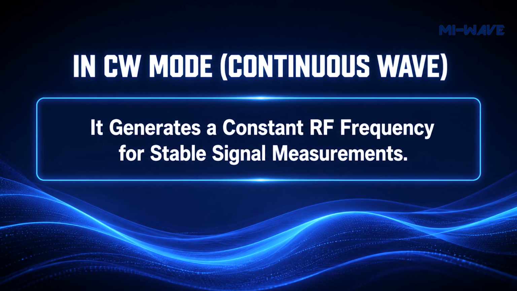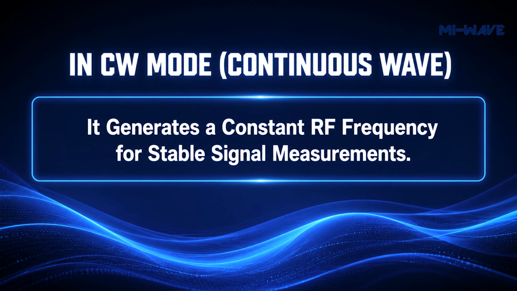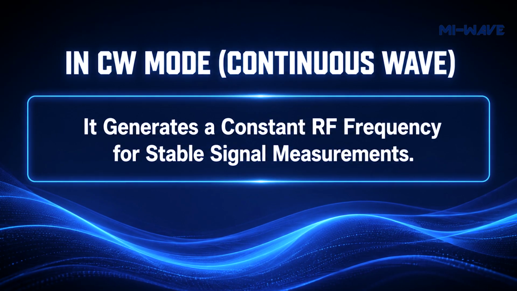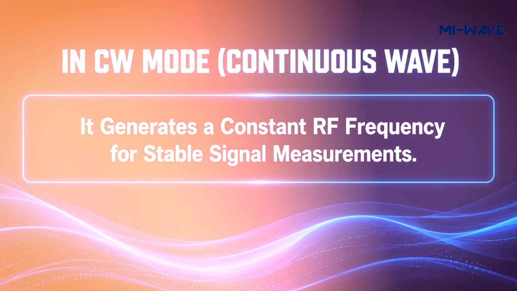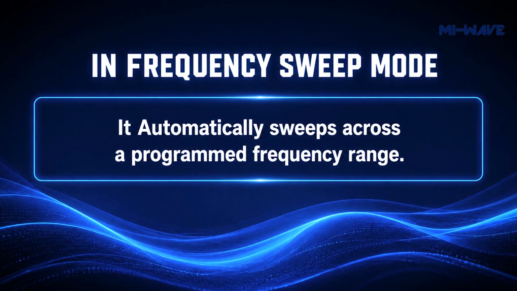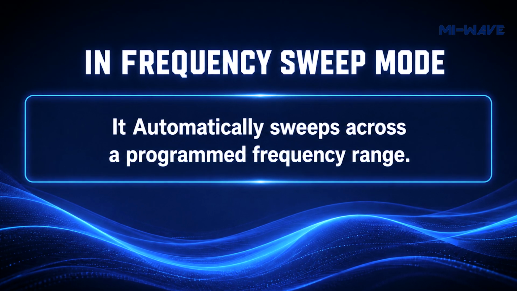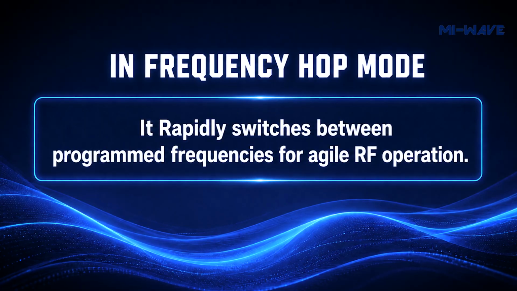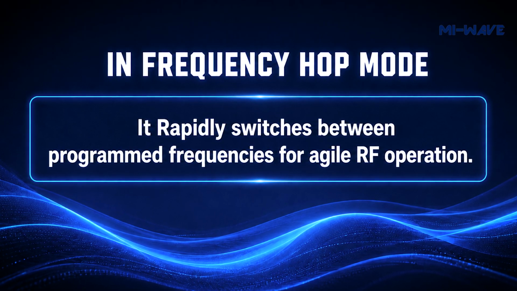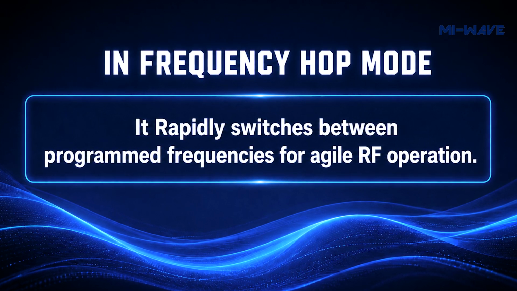Let's look at the major features. The MyWave 958 series supports 5 operating modes. In CW or continuous wave mode, it generates a constant RF frequency for stable signal measurements. In frequency sweep mode, it automatically sweeps across a programmed frequency range. In frequency hop mode, it rapidly switches between programmed frequencies for agile RF operation.